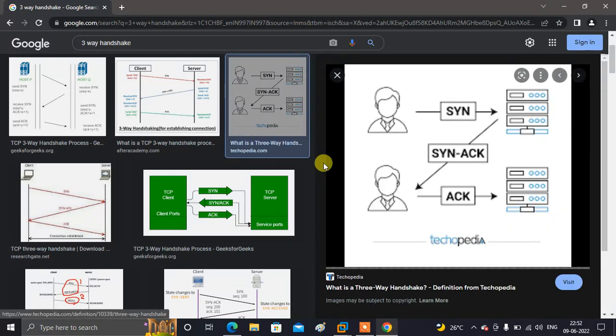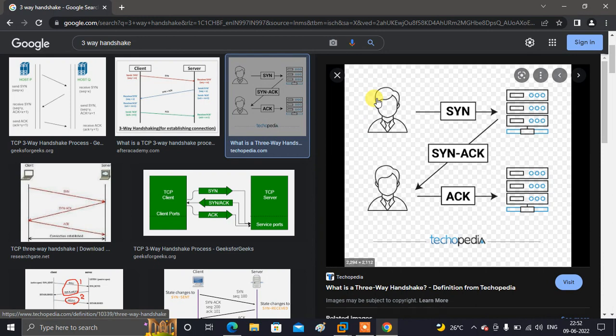The reason is this: there is a person, maybe this is a client, and you can see a server. When the client is requesting a service, SYN means it's a request for connection. SYN is a flag that means it's a request. Upon receiving SYN from a client, the server understands that they are requesting a connection.